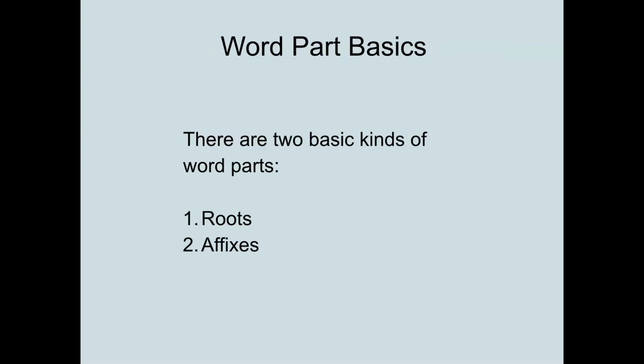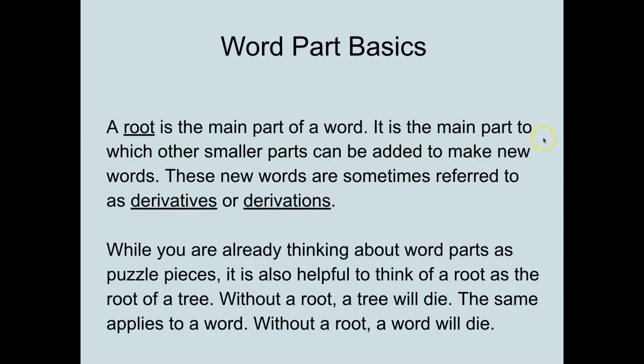There are two basic kinds of word parts. There are roots and there are affixes. A root is the main part of a word. It is the main part to which other smaller parts can be added to make new words. These new words are sometimes referred to as derivatives or derivations.